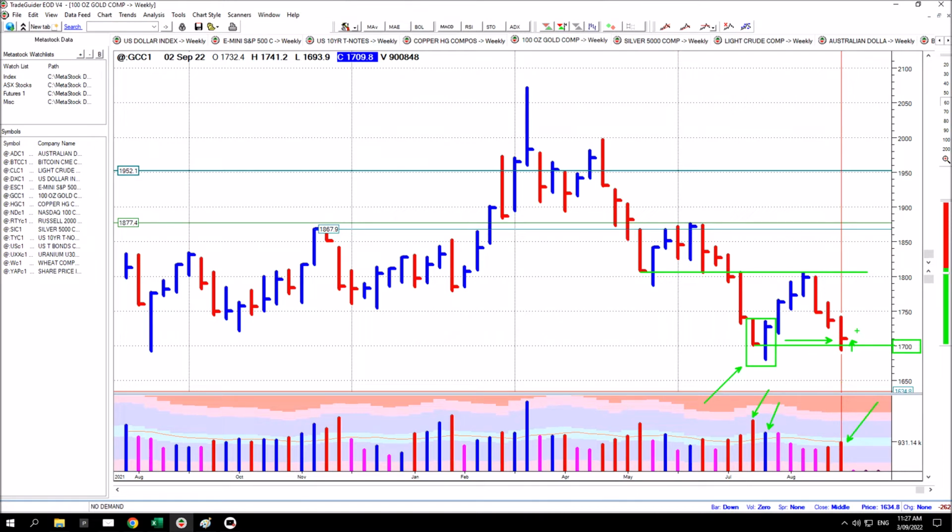But there's been 3 pretty strong up bars on the US dollar index futures, and here's the 3 down bars that correspond with that strength.